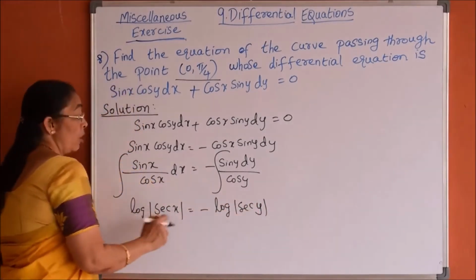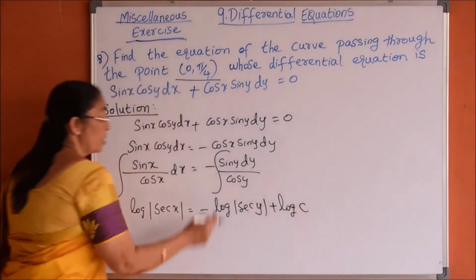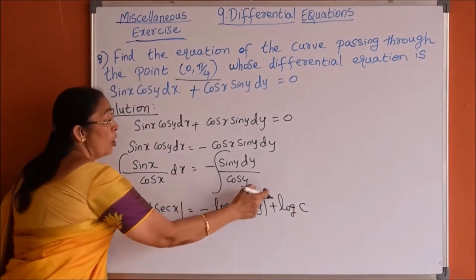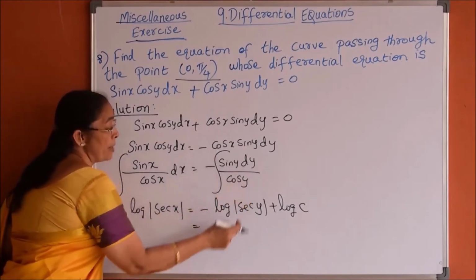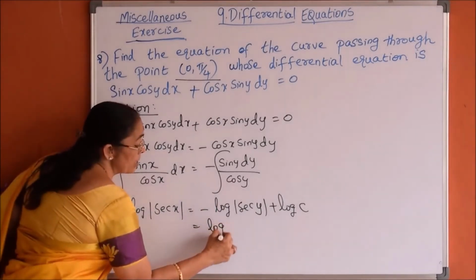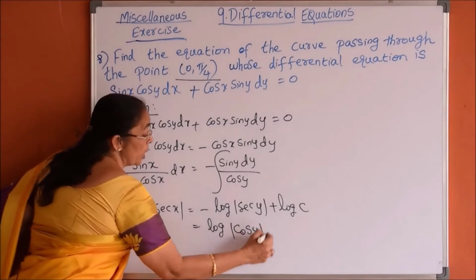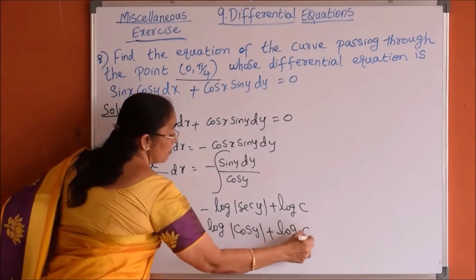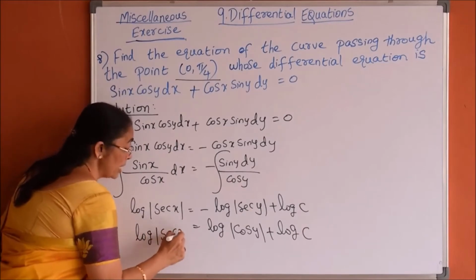Two terms are logarithm. So, we can write the constant as log c. Now, this is nothing but whole power minus 1 will come, minus 1 into log a, which is log a power minus 1, which is log of 1 by a. So, this can be written as log 1 by secant y, which is log mod cos y plus log c. Left hand side log mod secant x.